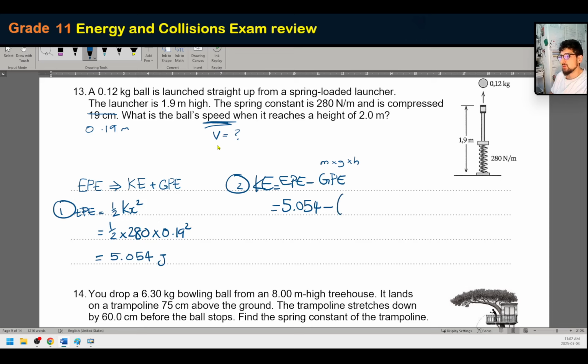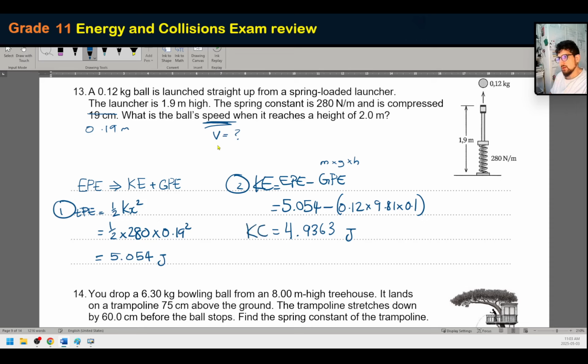So that's what we need to do. We need to use the height that the ball traveled, and not the total height, but the height that it has traveled from. So we treat this as the new ground in a way, okay? And so it will be gravity, m, the mass 0.12, multiplied by 9.81, which is the acceleration due to gravity, times 0.1. And so that's going to give me 4.9363. Now I'm not rounding up too much at the moment because we're still working it out.